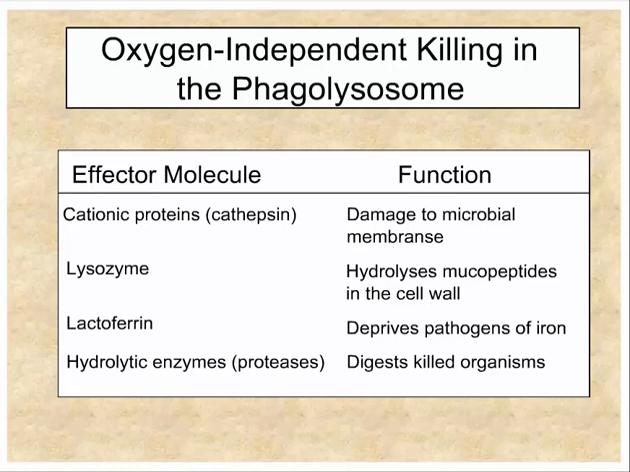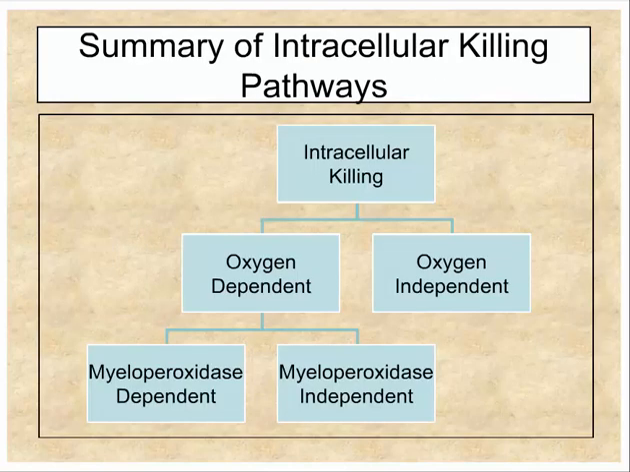So even in patients that have defects in one or more of the oxygen-dependent mechanisms of killing, which are very important, they don't die because we have these backup systems. They are more susceptible, however, to infection. So this just summarizes the way that they're killing. We have the oxygen-dependent and oxygen-independent mechanisms of killing, and then we break the oxygen-dependent down to the myeloperoxidase-dependent and independent reaction.